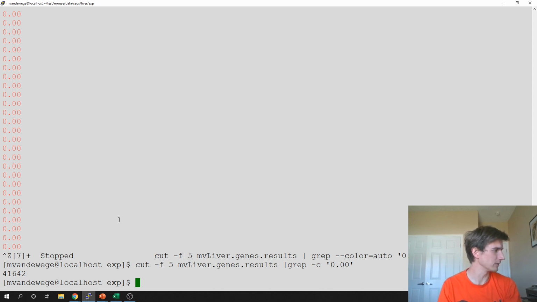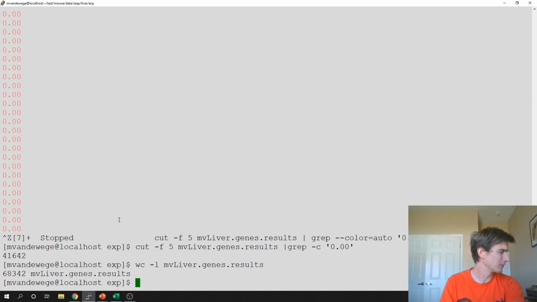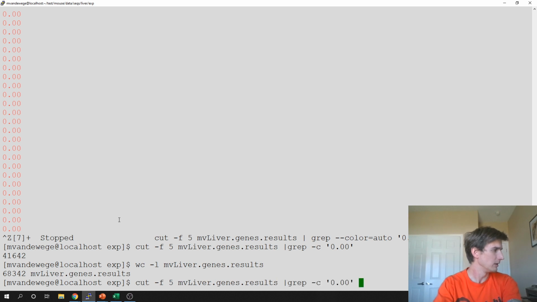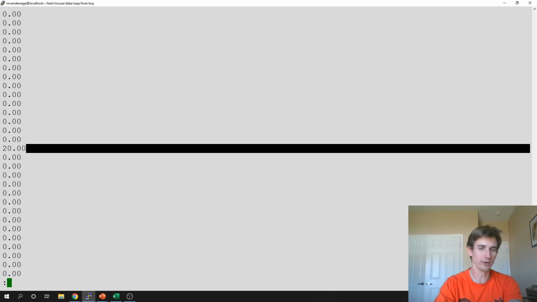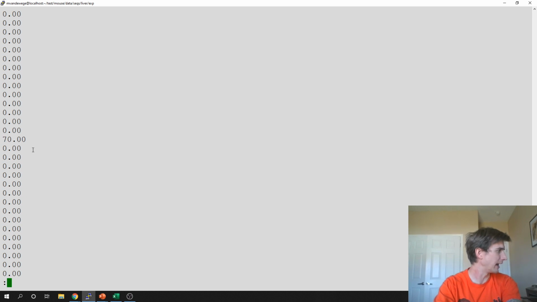That's not right. I'm doing something silly. Let's see, how many lines are actually in this file. Gene, 68,000 lines. So I've done something wrong. I promise, like 41,000 are not unexpressed. I'm pretty confident that's not right. What's happening is that if I grep on the 0.00, I'm not just getting the zeros, right? So there's one with 20.00. So this is just something stupid that's happening. There's 70.00, whatever.